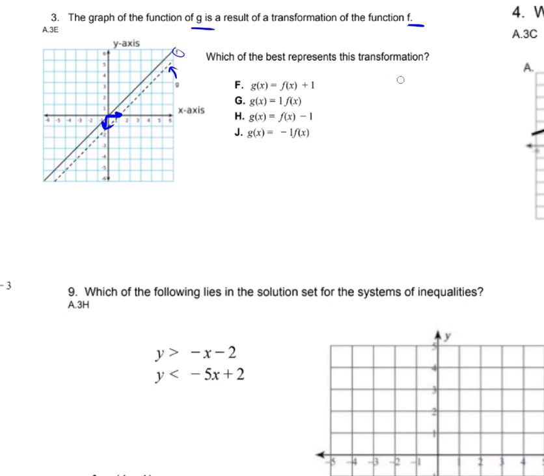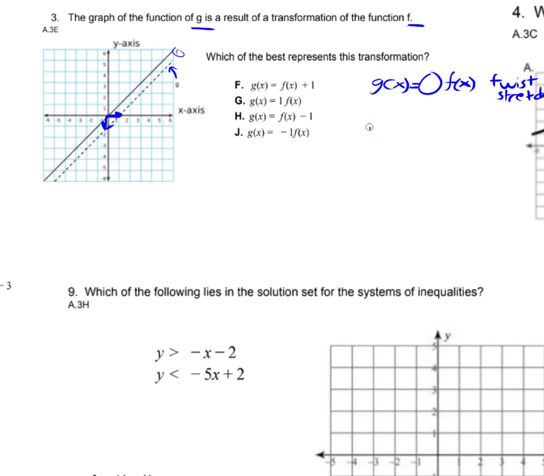Now I want to just take a moment to remind you that if you have g of x is equal to something times f of x, where you have some number multiplied times f of x, then this is called a stretch, or you might call it a twist, right? So this would be a twist or a stretch, all right?